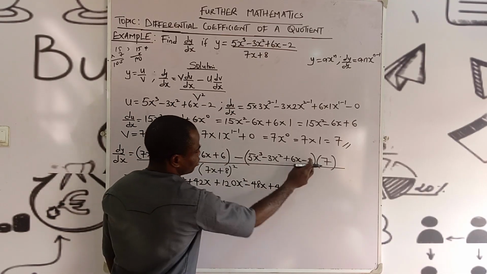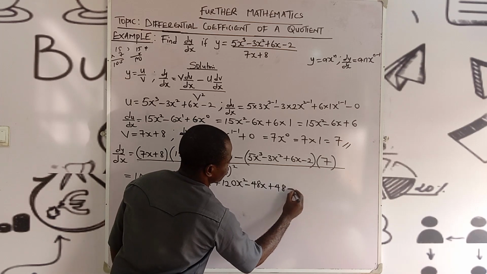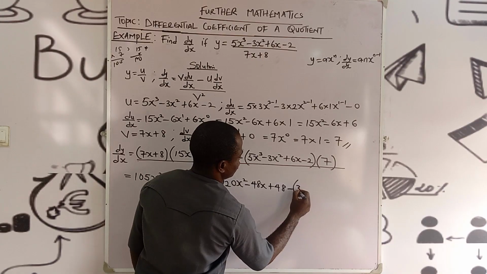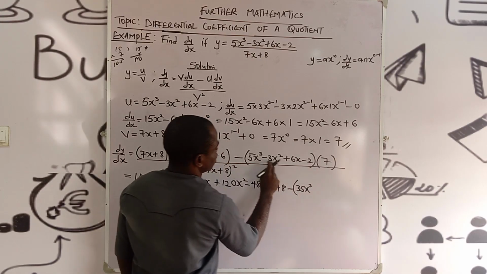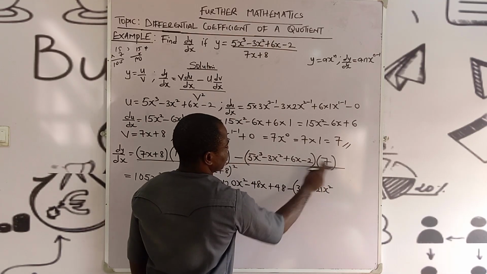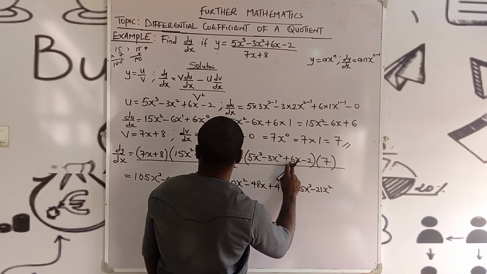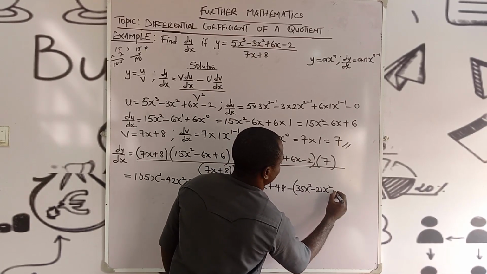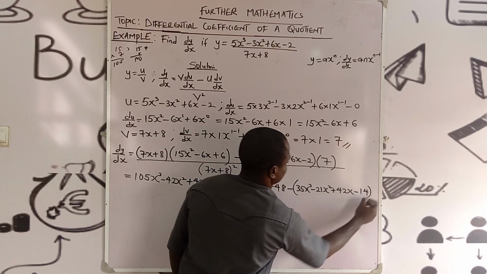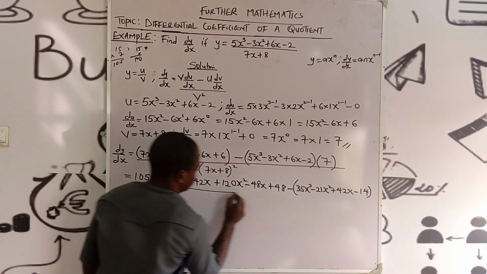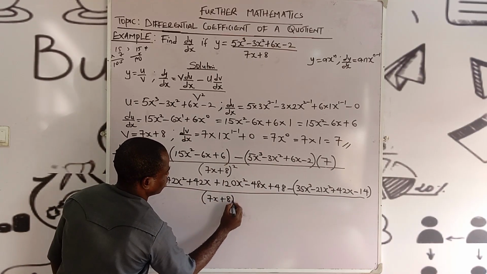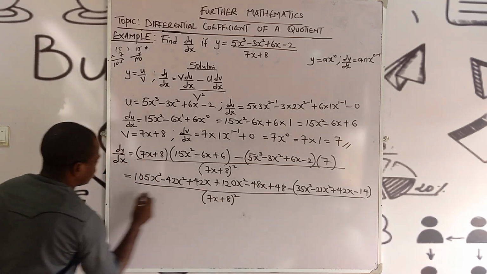Now this negative is multiplying everything at the right hand side. Put the negative outside. Now let's use 7 to multiply. 7 times 5x cubed, that's 35x raised to power 3. 7 times minus 3x squared, that's minus 21x squared. 7 times 6x, that's plus 42x. 7 times minus 2, that's minus 14. Okay, everything over 7x plus 8 squared. And let's open the bracket.